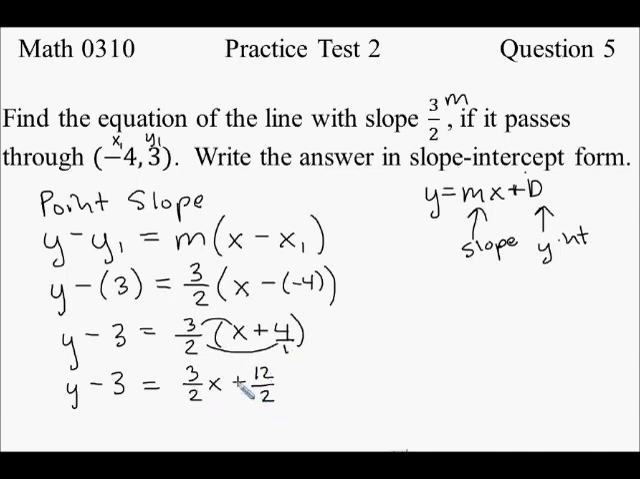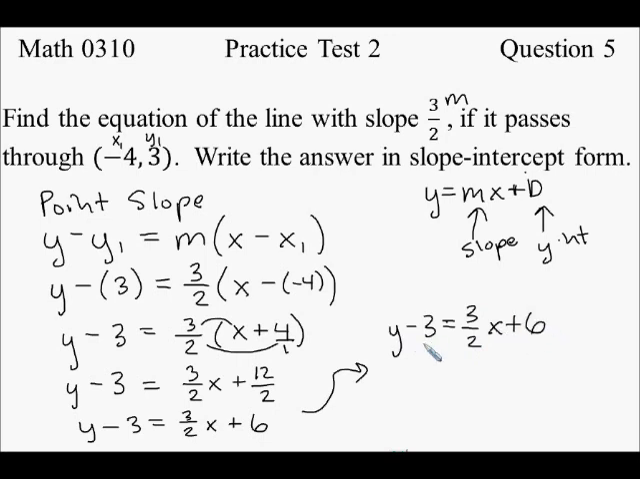And now let's do a little bit of simplifying here before we worry about our y minus 3. So we have y minus 3 equals 3 halves x plus 12 over 2. 12 divided by 2 is 6 here. Alright, so if I move over here now, so we have y minus 3 equals our 3 halves x plus 6. And then we just want y by itself. We want it in this form here.